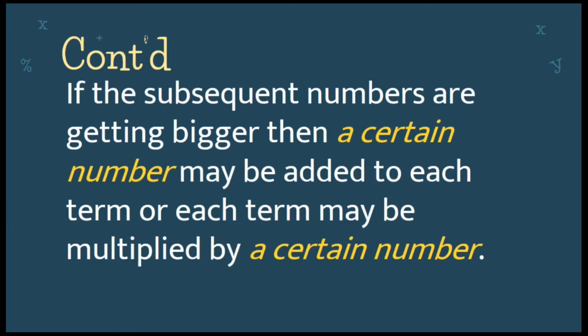Now, if the subsequent numbers are getting bigger, then a certain number may be added to each term, or each term may be multiplied by a certain number. This implies that if the subsequent numbers are getting bigger, it is an indication that a certain number may be either added to or multiplied to the previous term to get the next term. And the only way numbers can get bigger in a sequence is when a certain number is either added or multiplied to the previous term.